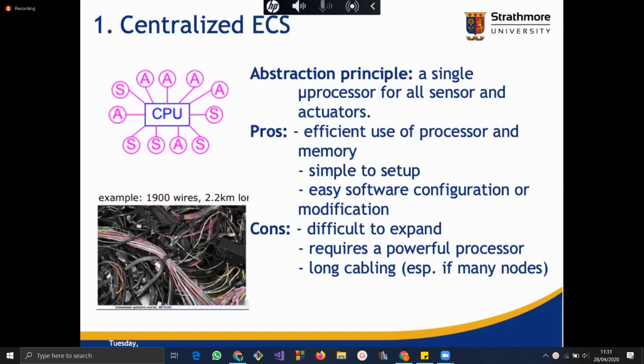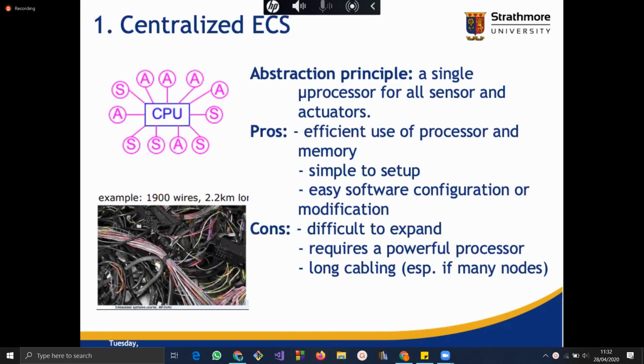So for the centralized, this is how it will look. You'll have the control unit or the CPU, and then you have your sensors and actuators connected to it. Sensors can be temperature sensors, humidity sensors. Actuators can be maybe motion sensors, maybe a switch or something. But you have one CPU, and then everything else is connected to that microcontroller or microprocessor.